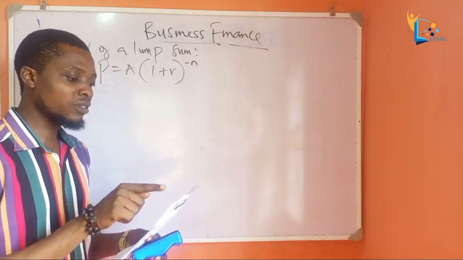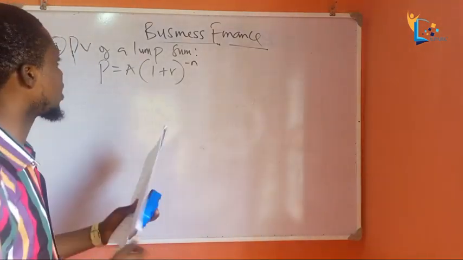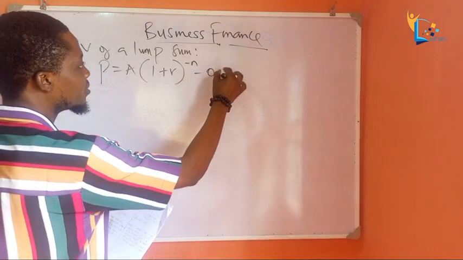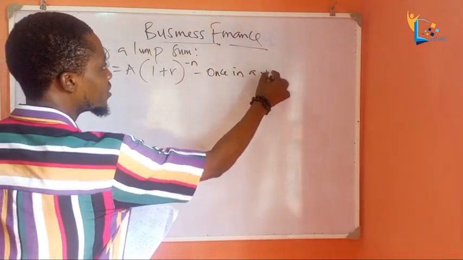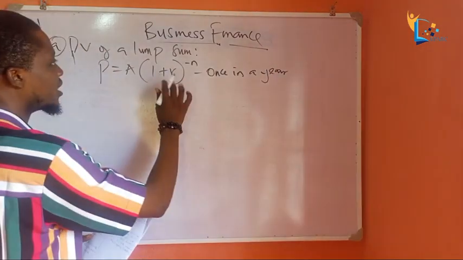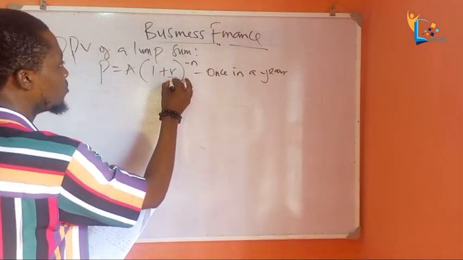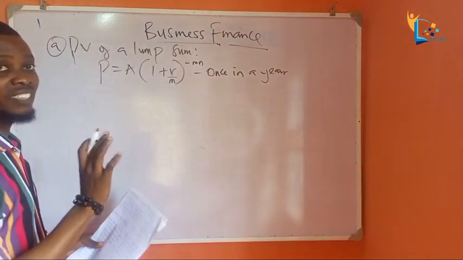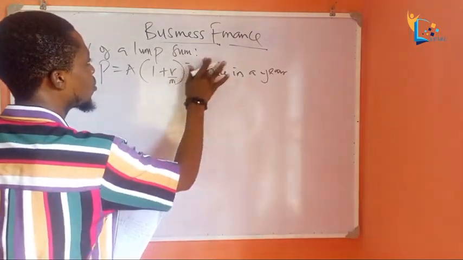Now, this formula I gave you here is for when it is compounded once in a year. But if it is more than once in a year, what you have here is R over M, then raised to the power minus Mn. That's the difference. Okay, let me not confuse you.